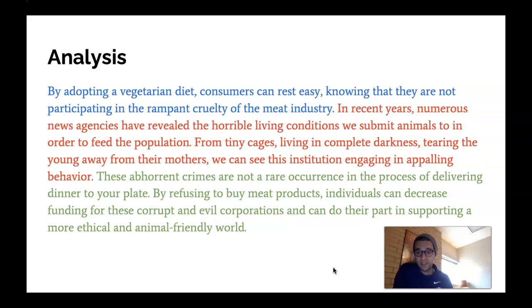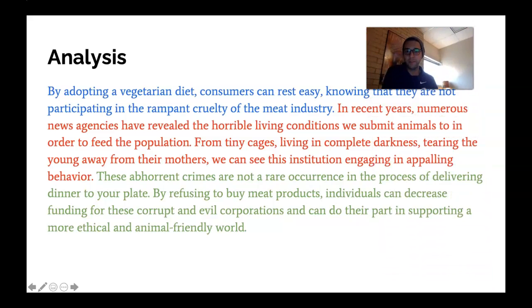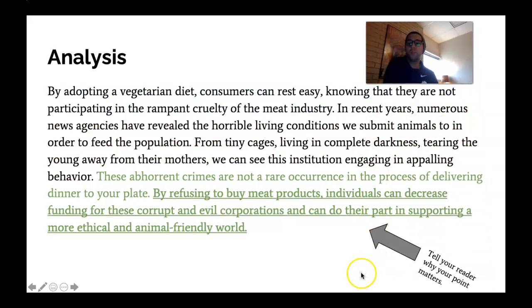Now what I want to do, which is here in the green, is my analysis. I want to connect it to the overall idea and explain why it matters. Why is this important? These abhorrent crimes are not a rare occurrence in the process of delivering dinner to your plate. By refusing to buy meat products, individuals can decrease funding for these corrupt and evil corporations and can do their part in supporting a more ethical and animal-friendly world. Okay, so that's my analysis portion. So I've told my reader why the point matters. This makes sense. You're doing your best to contribute to a more animal-friendly world, if that's something that matters to you. Once again, I'm just stirring the pot here and getting you to think.